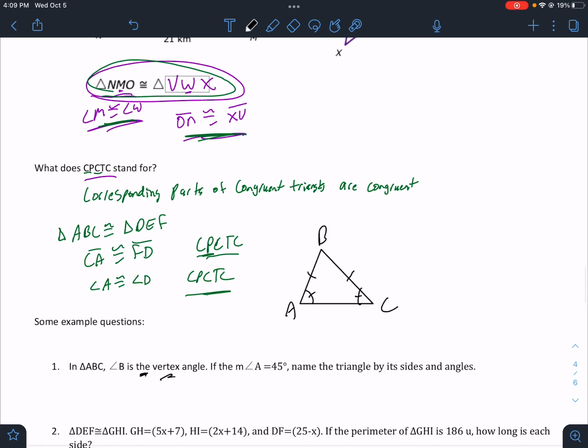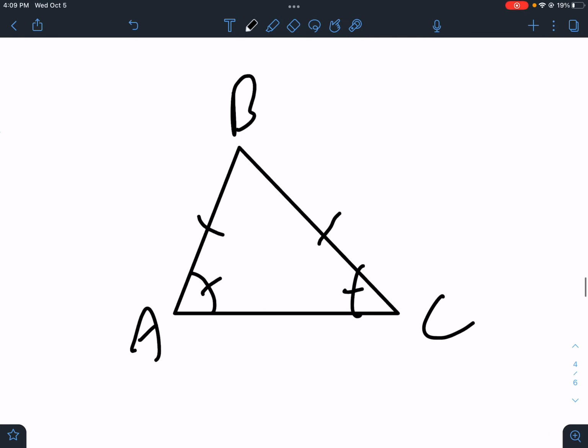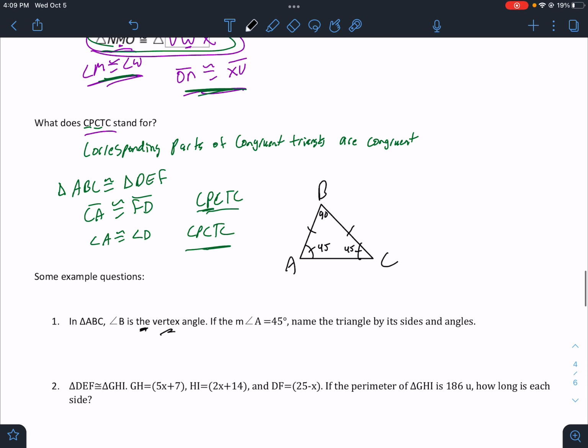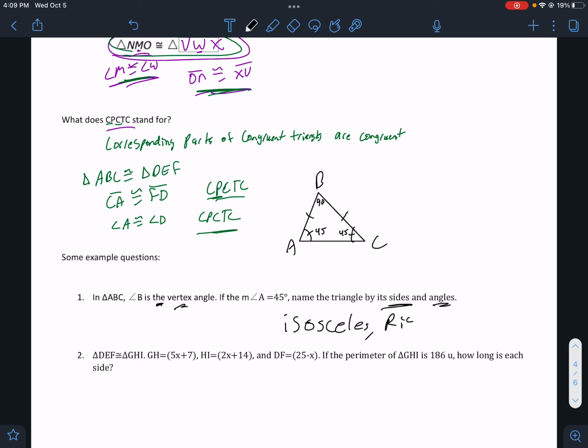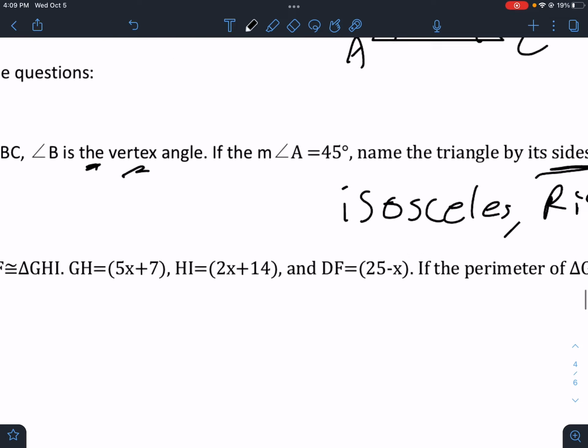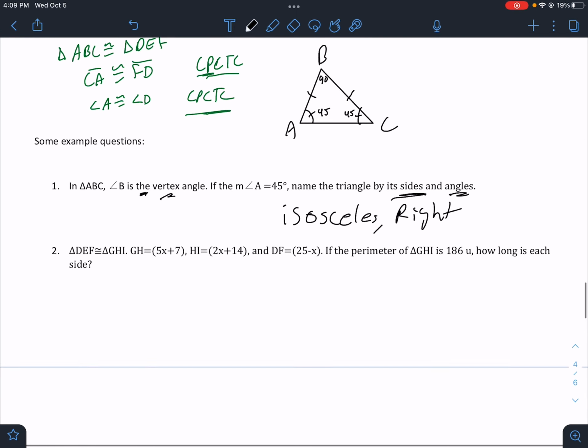The vertex angle. If angle A is 45 degrees, well, angle C is going to be 45, which means angle B is going to be 90. So name it by its sides. Well, if it has the vertex angle mentioned, it's going to be isosceles. Angles, well, it's 45, 45, 90. That's going to be a right triangle. If it has a 90-degree angle, it's going to be a right triangle. I am not going to solve this whole thing, but I am going to show you the setup.